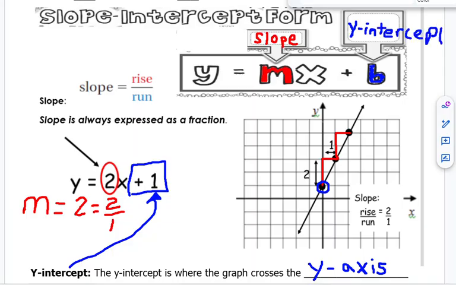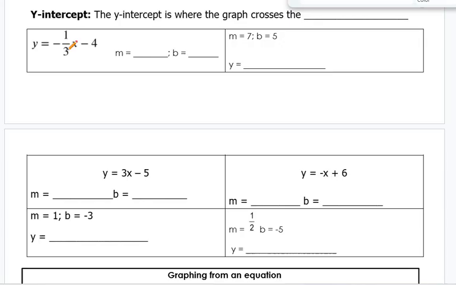Okay? So there's two parts you need to know for slope-intercept form. It's y equals mx plus b, where the m is the slope and the b is the y-intercept. Now these questions here have an equation, and then it says, what's the m, what's the b?